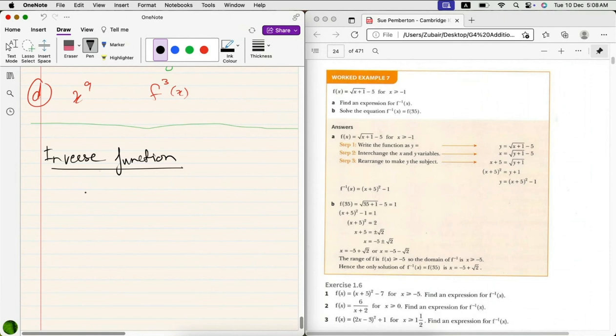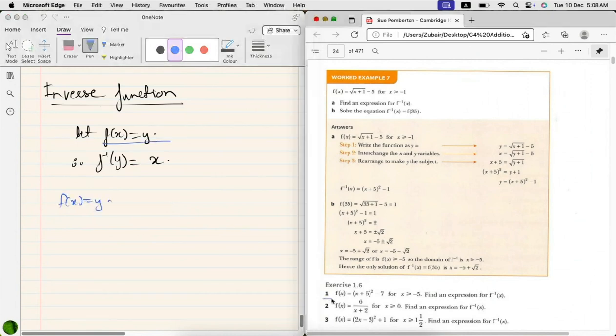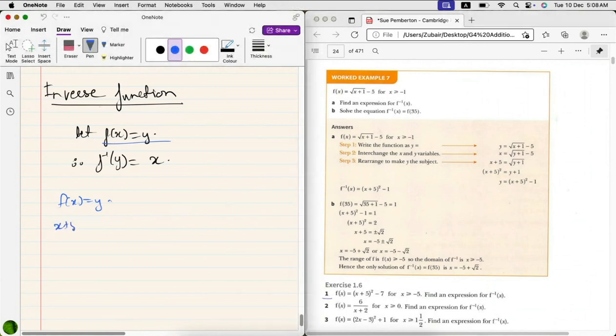Always do this: let f of x be equal to y, then we would know that inverse of y will give us x. So we always start with f of x equal to y. Let's say the first question is where the function is (x plus 5) whole squared minus 7 is equal to y. Now I need to get x as subject of formula to find the inverse.